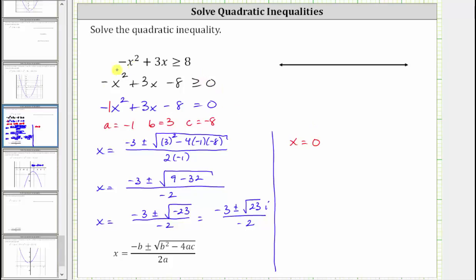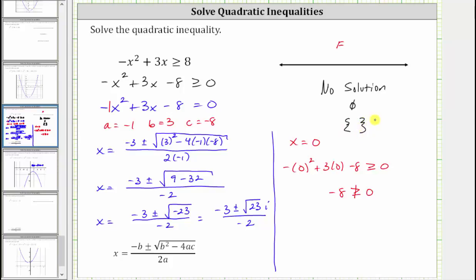And let's use this form of the inequality rather than the original. If we substitute 0 for x, we have the opposite of 0 squared plus 3 times 0 minus 8 greater than or equal to 0. Simplifying on the left, we just have negative 8. Negative 8 greater than or equal to 0 is false, and therefore all real numbers would be false, and therefore there is no solution to the quadratic inequality. So we state no solution. We can also denote no solution using the empty set or null set using this notation or set notation with no elements in the set.